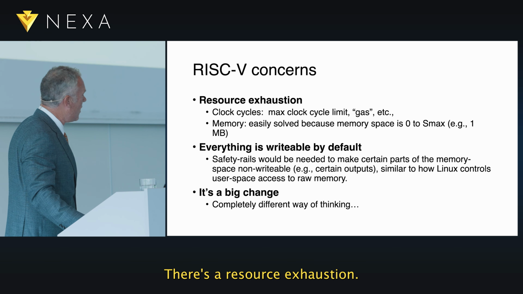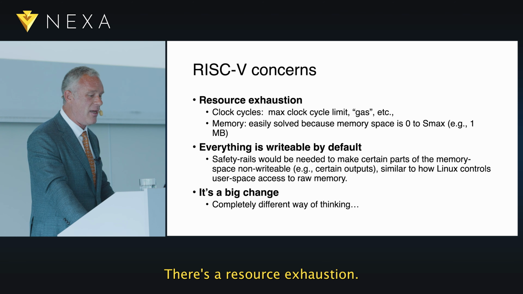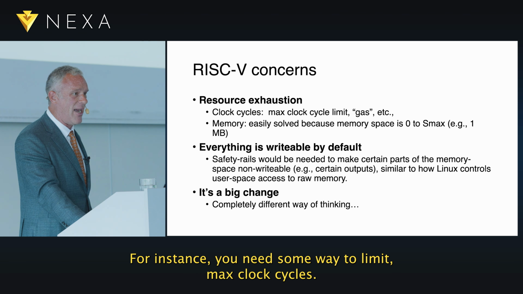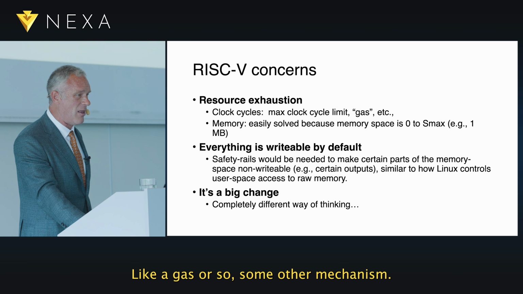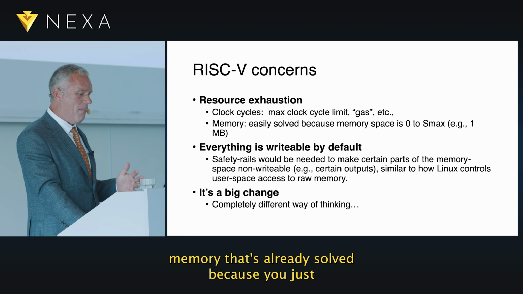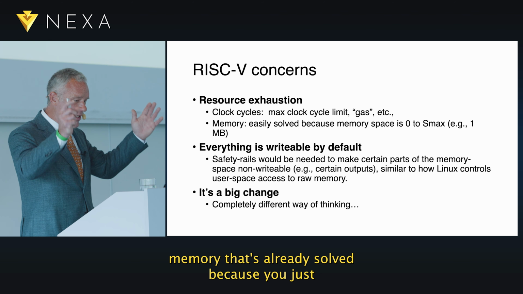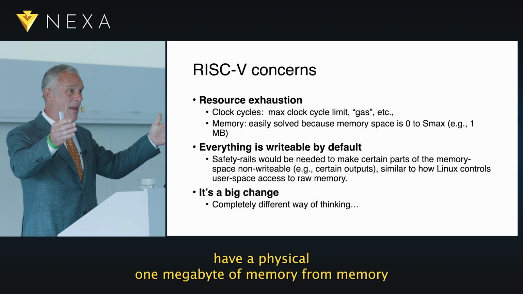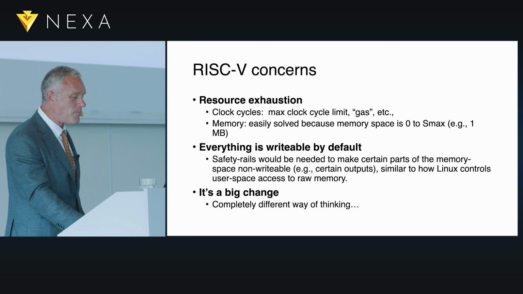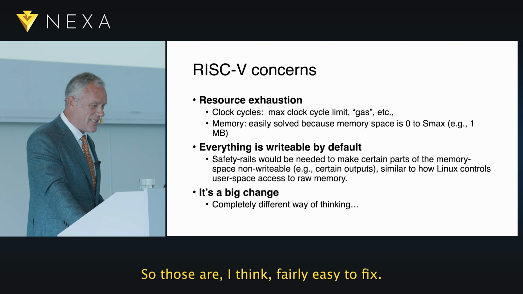Some RISC-V concerns. There's resource exhaustion. For instance, you need some way to limit max clock cycles, like a gas or some other mechanism. That's like a solved problem now, I would say. Memory, that's already solved because you just have a physical 1 megabyte of memory. If a smart contract accesses more, it's invalid. So those are, I think, fairly easy to fix.